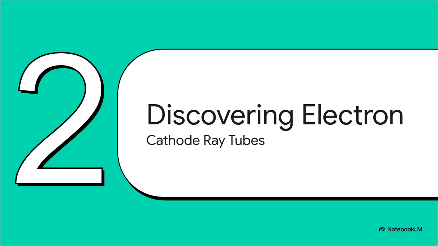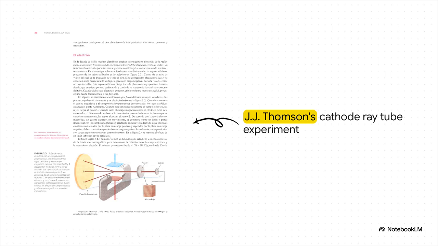Section 2. Discovering the electron. So, fast forward to the laboratories of the late 1800s. Scientists were playing around with electricity in vacuums. And that supposedly indivisible atom, well, it started to break apart right before their eyes.